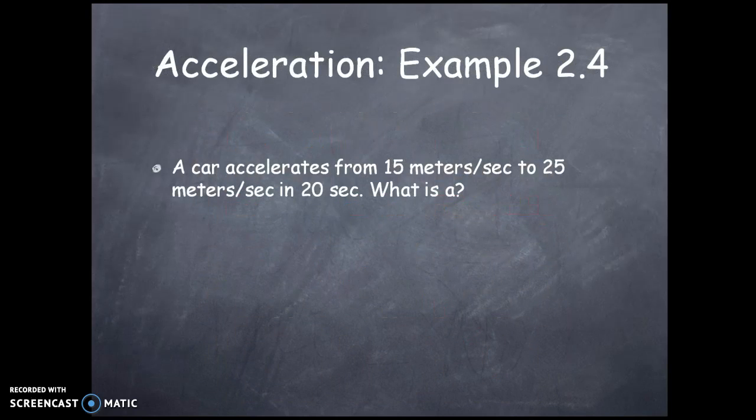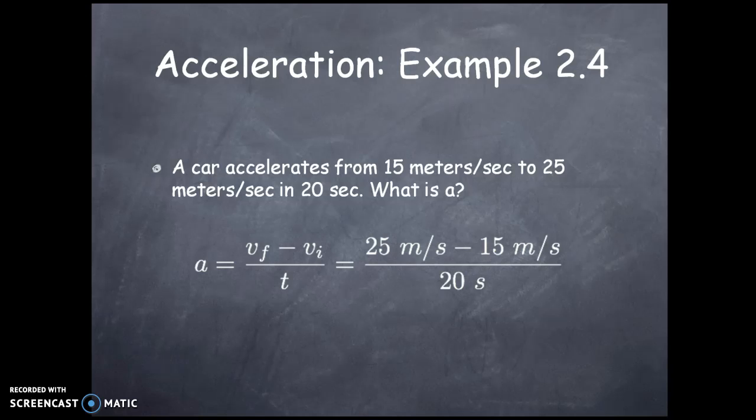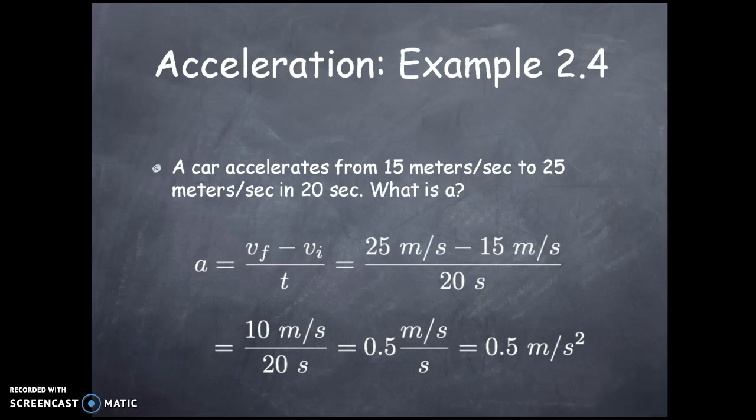Let's look at an example. A car accelerates from 15 meters per second to 25 meters per second in 20 seconds. What is the acceleration? You can calculate the acceleration by substituting the final and initial velocities with the time. That's going to be 25 minus 15 over 20. That gives you an acceleration of 0.5 meters per second square.